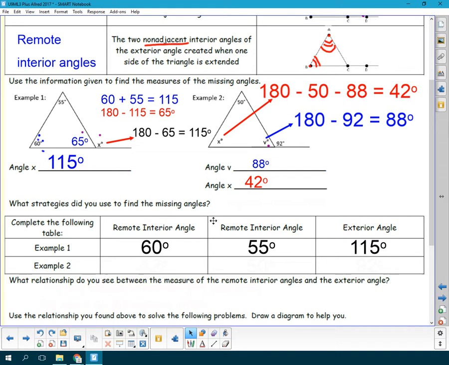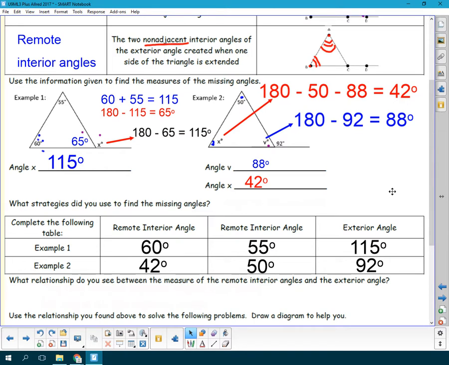Look at example 2. The remote interior angles to the exterior angle would be this one right here and this one up here. They're not adjacent to the exterior angle. Their measurements were 42 and 50, and we were already given the exterior angle. In that case, it was 92 degrees.